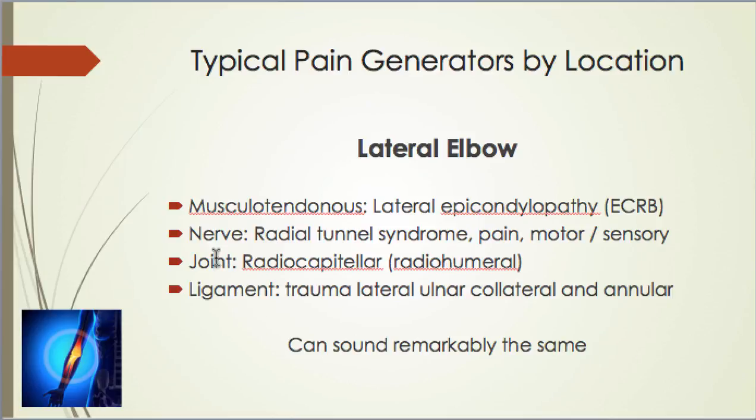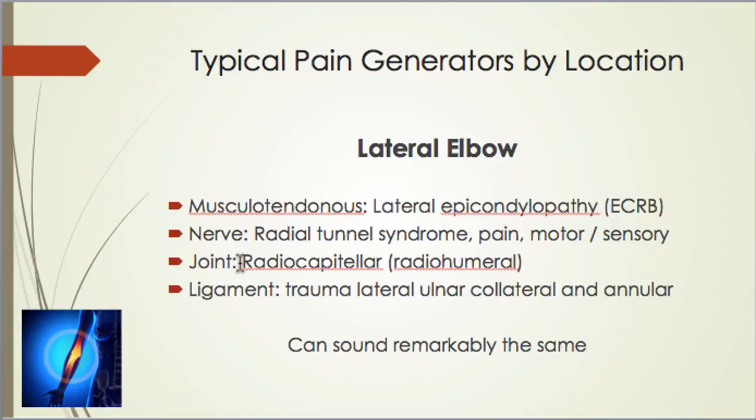There are also other issues. I call them mimickers because they can sound remarkably the same as lateral elbow pain. In the early stage of nerve disorder, we can have radial tunnel syndrome that causes pain, but in the early stages does not have the motor or sensory component. So we can't rely on weakness or sensory changes to identify a nerve problem. So it's very, very challenging because in the early stages it may only cause pain.